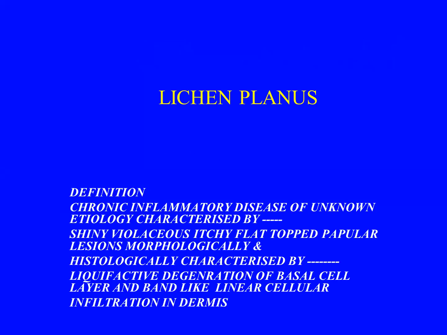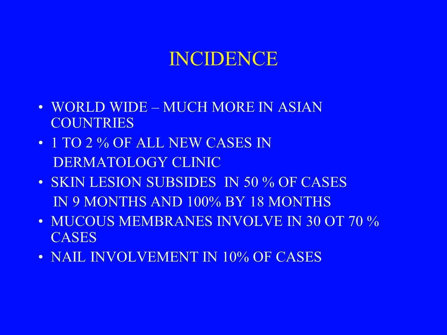Lichen planus is a chronic inflammatory disease of unknown etiology, and clinically there are shiny, violaceous, itchy, flat-top papillary lesions, and histologically there is liquefactive degeneration of the basal layer and band-like infiltrate in the dermis. It's more common in the Asian countries. Skin lesions subside in 50% of cases in about 9 months and 100% by 18 months.